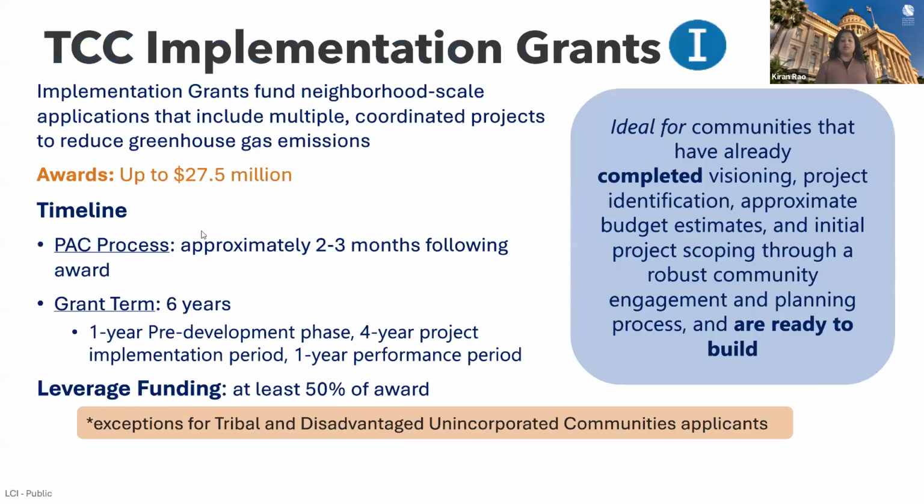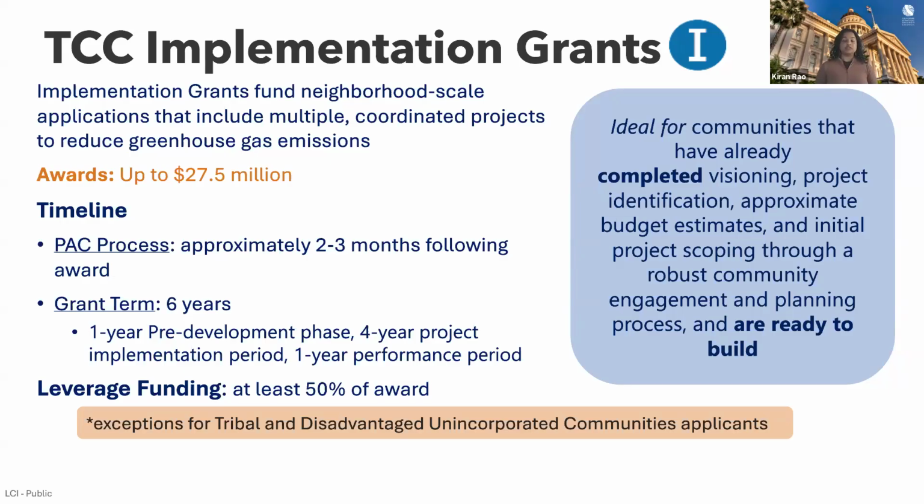Finally, our largest grants are our implementation grants, which aim to fund proposals that coordinate multiple projects aimed at reducing greenhouse gas emissions, as well as achieving community benefits. Awards can be up to $27.5 million, and TCC requires applicants to have at least 50% leverage funding, with exception for tribal applicants and applicants with project areas in disadvantaged unincorporated communities. Implementation grants are the best option for communities that have already completed visioning, planning, and scoping, alongside a robust community engagement strategy and are ready to break ground.